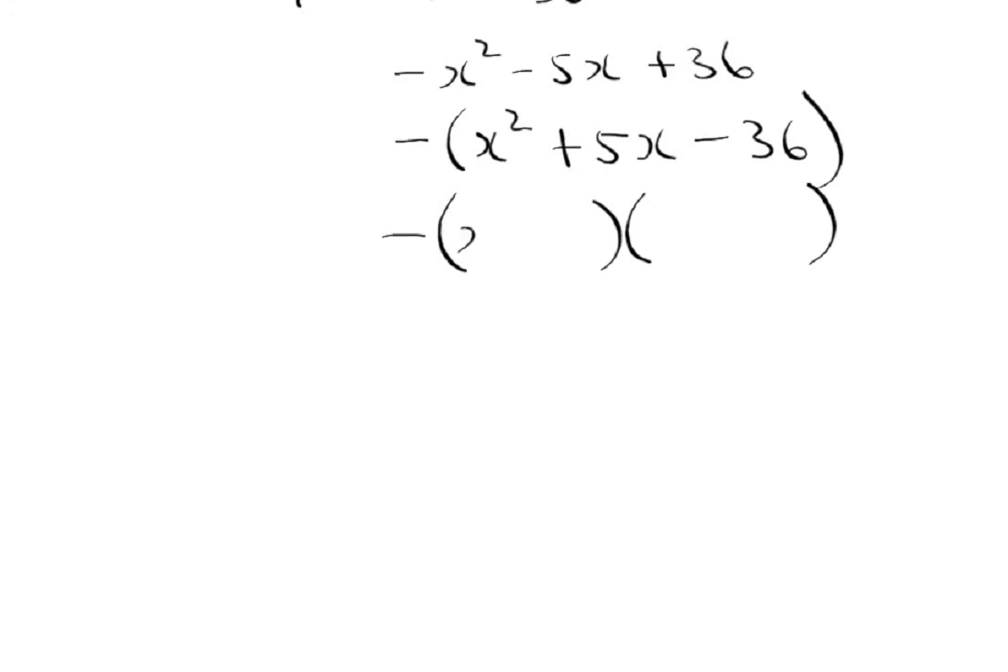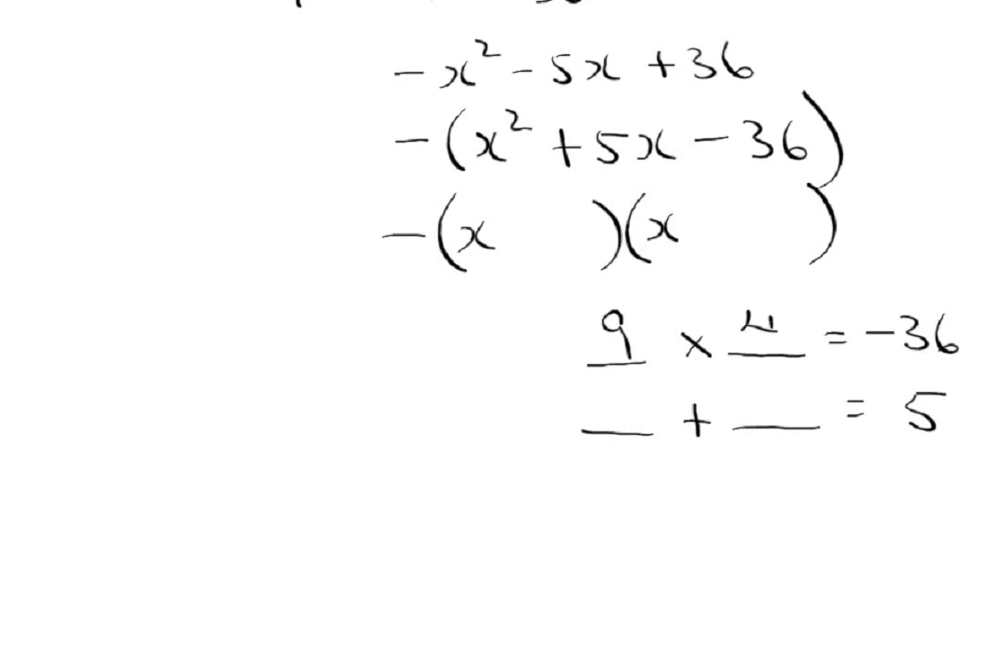I see to get x squared, I need an x times an x. Now I'm looking for two numbers that multiply together to make negative 36. And these same two numbers have to add up and make positive 5. So the numbers that I think I would try and work with, well, I think it's going to boil down to maybe a 9 and a 4. And of course, one of these has to be negative. If I want them to add up to positive 5, then I'm going to make the 4 the negative.